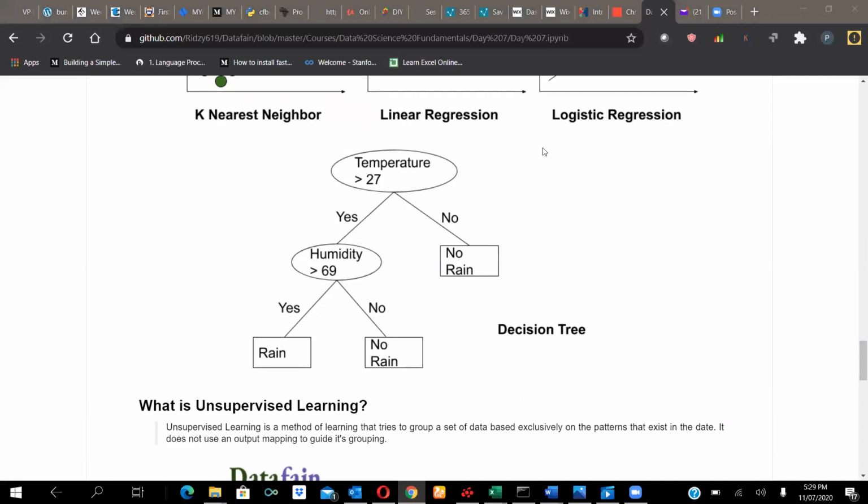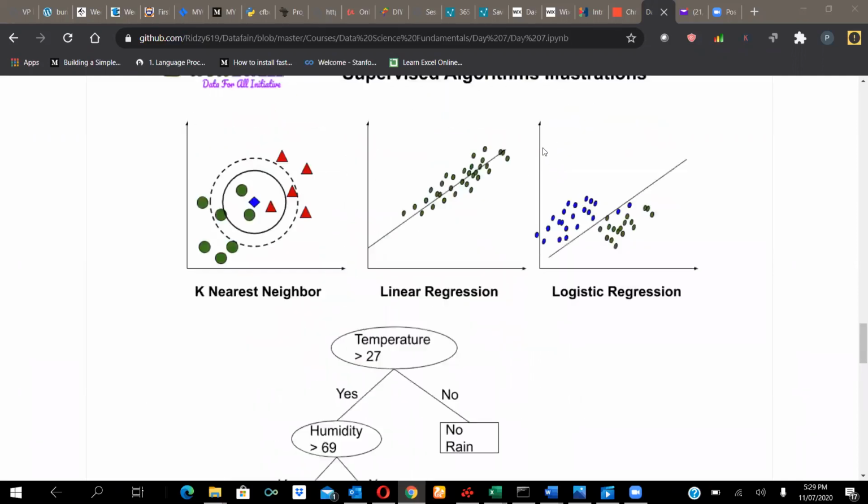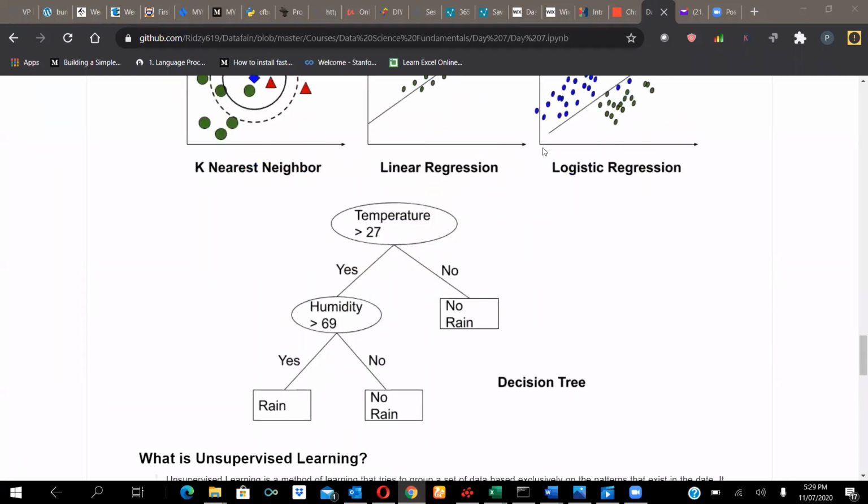And then we come back. If it says no, it means no rain. And then we ask, is the temperature greater than 27? If it says yes, then we go further and ask again, is the humidity greater than 69? If it says no, it means no rain. If it says yes, it means there's rain.